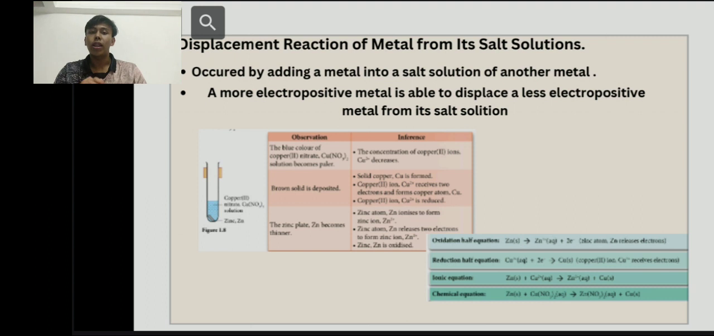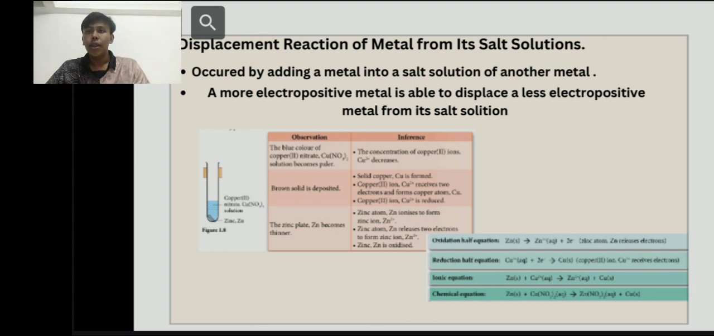Displacement reaction of metal from its salt solution. It occurs when the metal is added to another salt solution of another metal. As you can see, the more electropositive metal actually can displace the less electropositive metal from its salt solution. As you can see the example down here, you have copper 3 nitrate solution with zinc. The color blue of copper nitrate solution becomes paler because the concentration of copper decreases. Brown solid deposited.